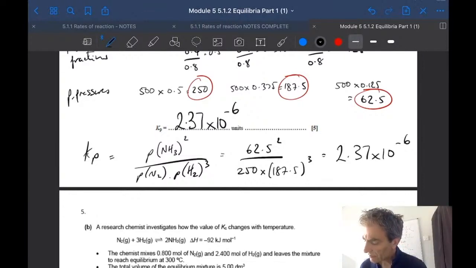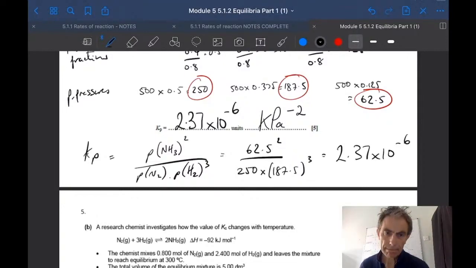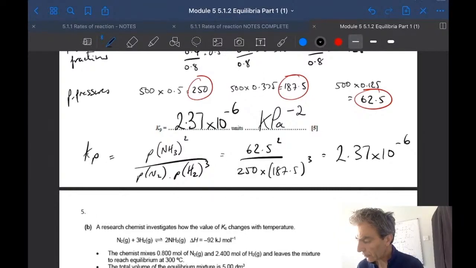And the units: if we look here at the units, you've got kilopascals squared on the top divided by kilopascals times kilopascals cubed. So essentially you've got kilopascals to the power 4 on the bottom. So you've got kilopascals squared over kilopascals to the power 4, which leaves you with 1 over kilopascals squared, which means that when you take it all up to the top, it's kilopascals to the minus 2. Okay. So hopefully that all follows and makes sense.